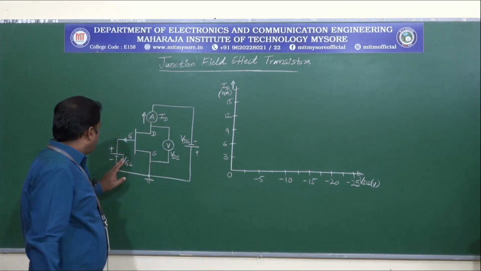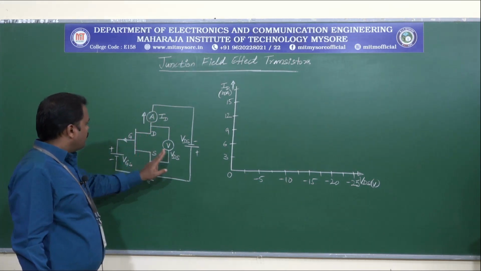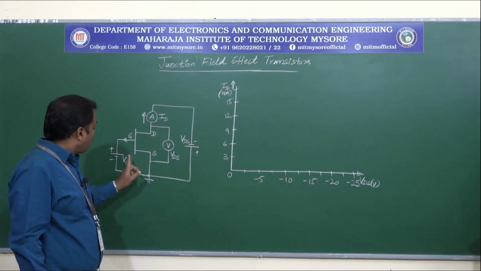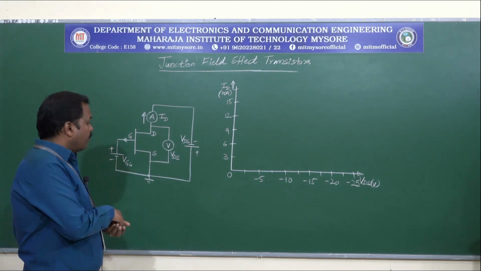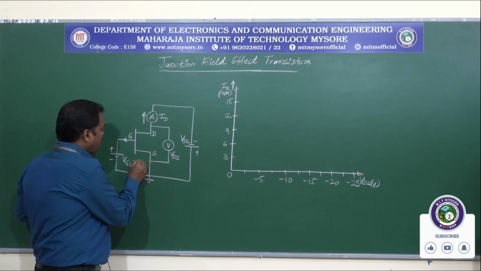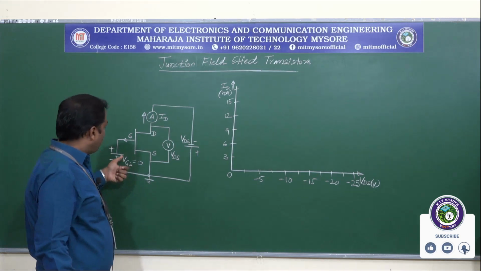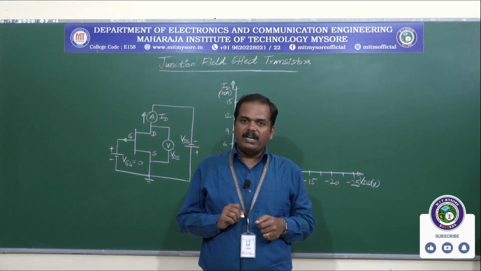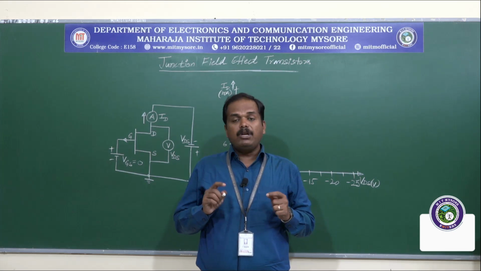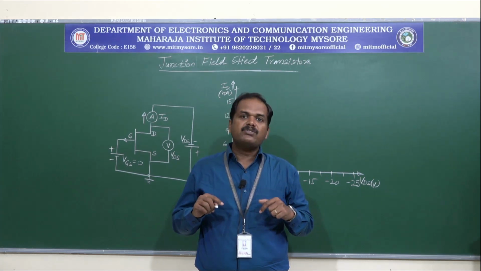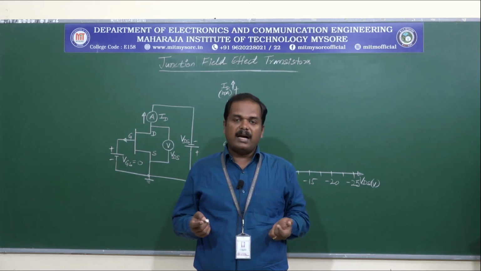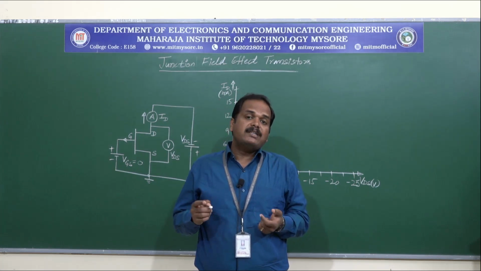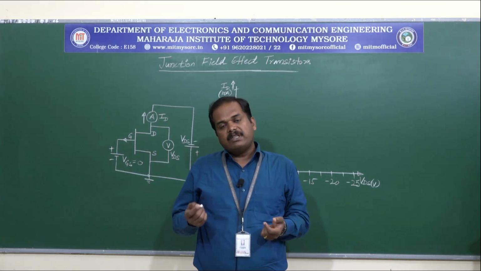Now we'll vary VDS, and the corresponding change in the ID will be noted down for a fixed VGS. Let us say VGS is 0 initially. Now when VGS is 0, we have understood in the operation of the P-channel JFET that there would be no depletion region, right? Because the junctions will not be reverse biased if VGS is 0. The junctions are going to be reverse biased only when we apply some positive gate voltage with respect to source.